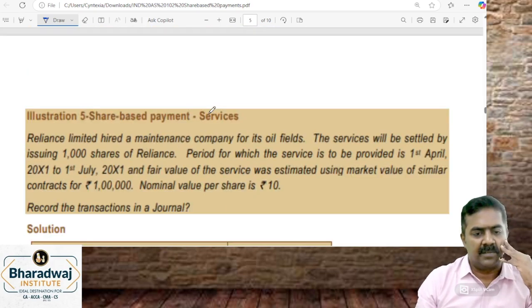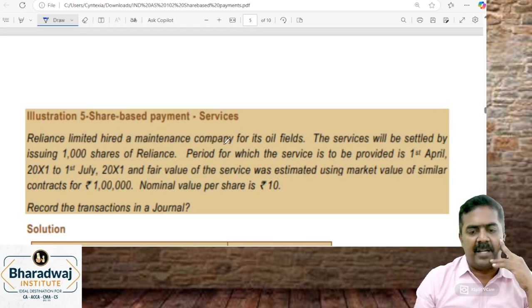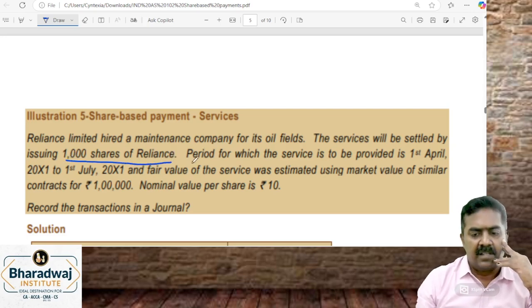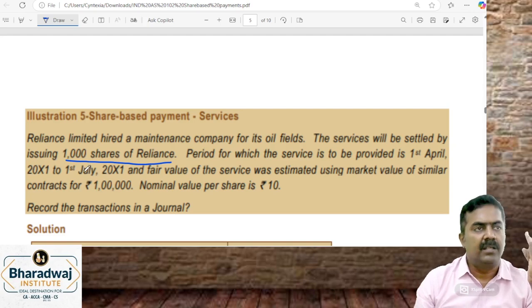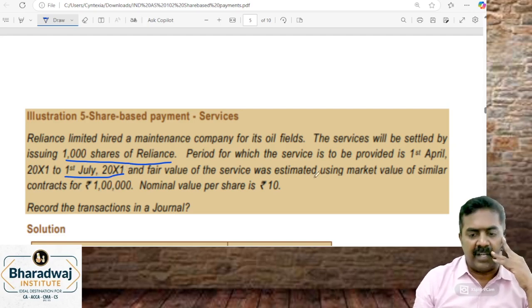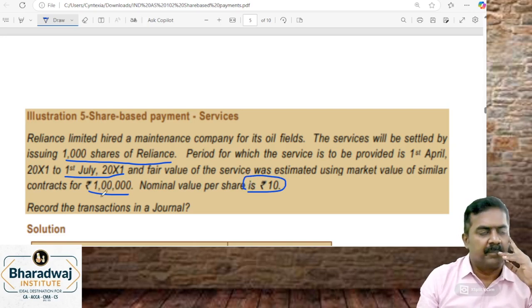Look at the next question. Reliance Limited hired a maintenance company for oil fields. The services will be settled by issuing 1000 shares of Reliance. The period for which services should be provided is from 1st April to July. How many months? April, May, June. It ends on July 1st, so July cannot be considered. 3 months. Fair value of the services is estimated at 1 lakh. Face value of share is 10.